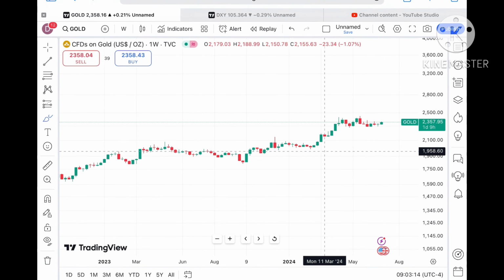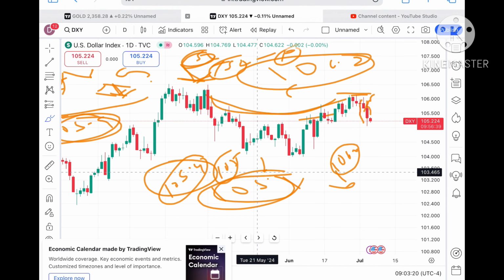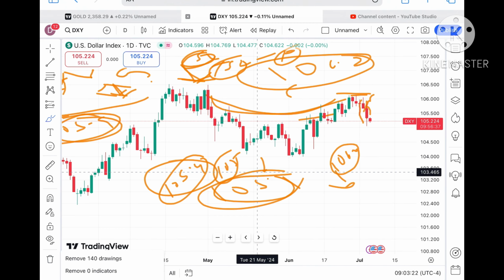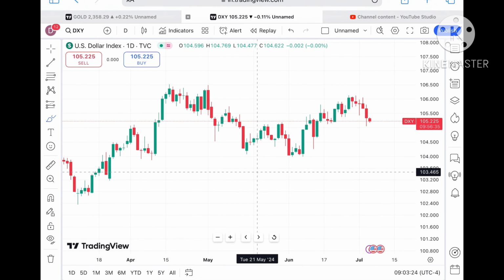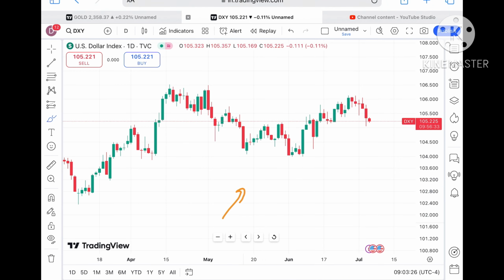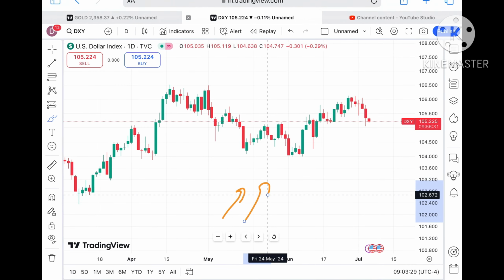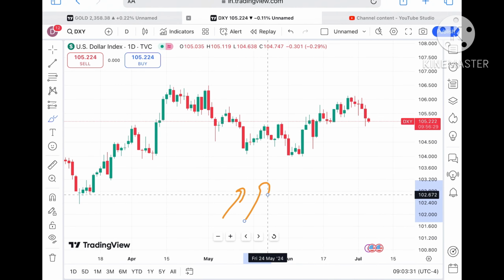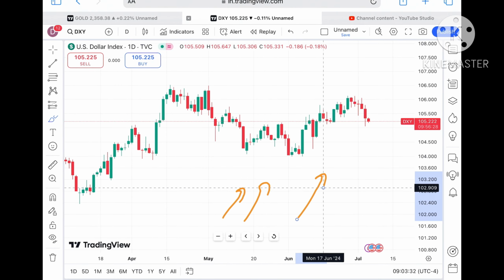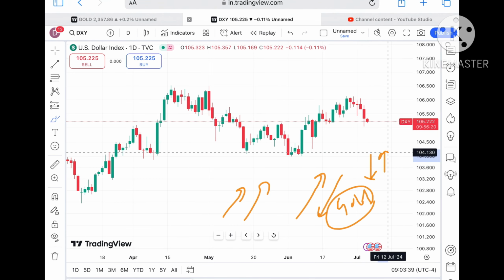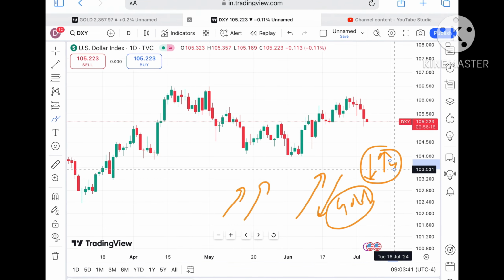But you have to consider the dollar index also. The dollar index is inversely related with the price of gold. Sometimes they move in the same direction, but mostly that doesn't happen. When the dollar index started going higher, we have seen the gold price come down. In a similar way, when the dollar index started going down, the gold price comes up. So you have to understand this.